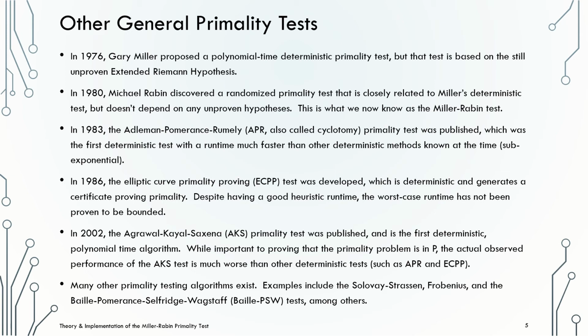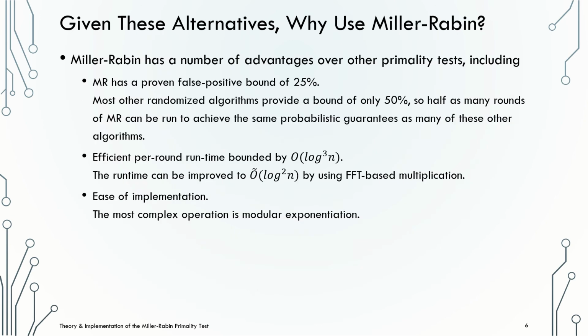There are a number of other primality tests, some of which are general and others which are specific to certain types of prime numbers. But the focus of this presentation is the Miller-Rabin primality test, which is used very frequently in practice. So Miller-Rabin has a couple of advantages over other primality tests.